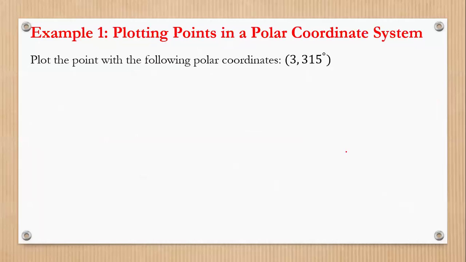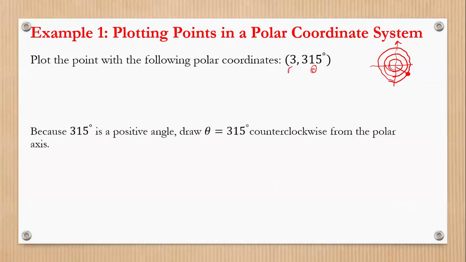Let's look at the first example. It says plot the point with the following polar coordinates, 3 and 315. Okay, so 3 means the point is on the third circle. So you need to have a polar grid with at least 3 circles: 1, 2, 3. And 315 degrees means that the point must be in the fourth quadrant. So somewhere over here. So based on our information, r is 3, theta is 315.